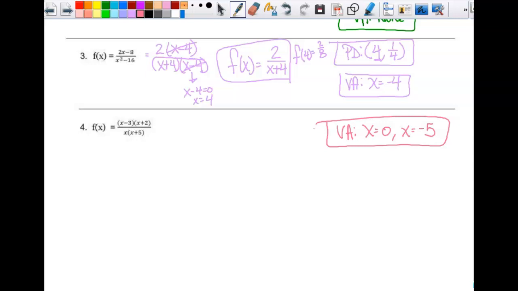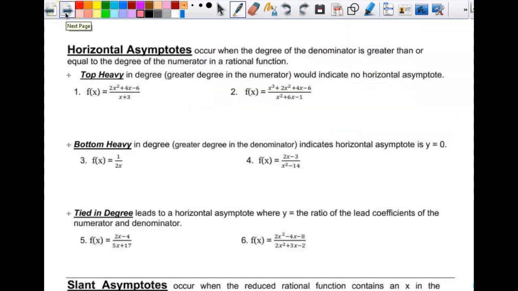All right, let's talk horizontal asymptotes then. Horizontal asymptotes occur when the degree of the denominator is greater than or equal to the degree of the numerator in a rational function. You can have three things with rational functions: they can be top-heavy, bottom-heavy, or tied in degree. Top-heavy, greater degree in the numerator, would indicate no horizontal asymptote, since the denominator had to be greater than or equal to. If you look here, I have a second degree over a first degree, so that's what makes it top heavy. So for your horizontal asymptote, you have none.